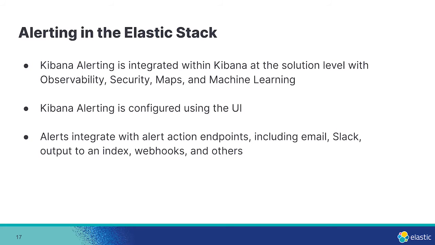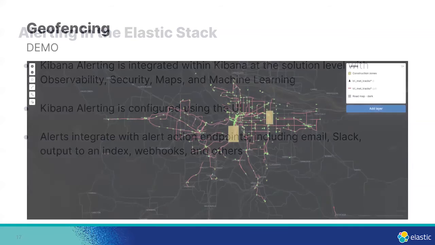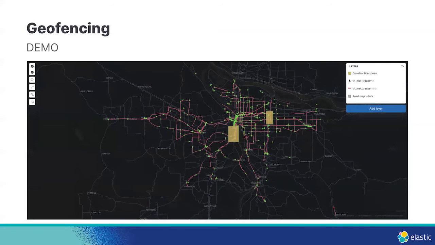The alerts are integrated with actionable endpoints, including email, Slack, Teams. You can output it to an index, to a webhook, and lots of other options to servicing platforms like Jira, ServiceNow, GitHub. All of those are available. So when an alert fires, you can send that data off to someplace and take action on it. And again, before we had the map with the data moving around, and now we're going to add some geofences to it and set up alerting.